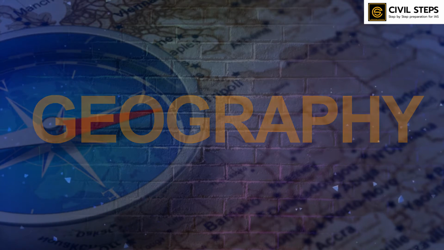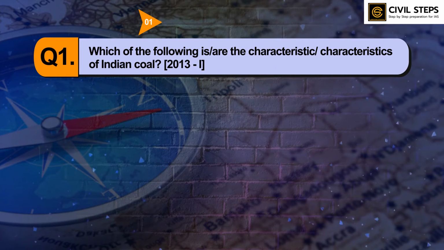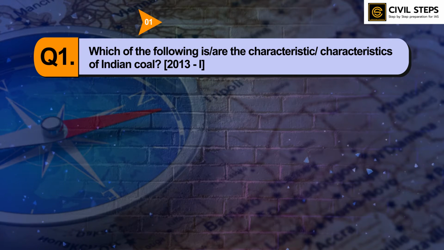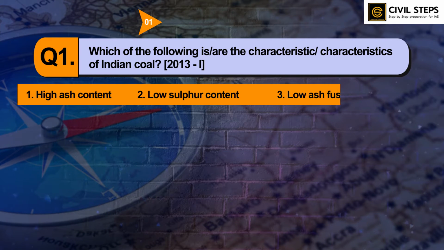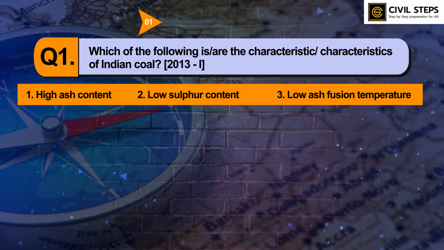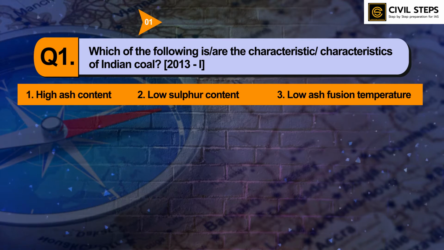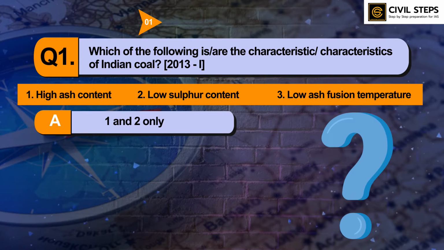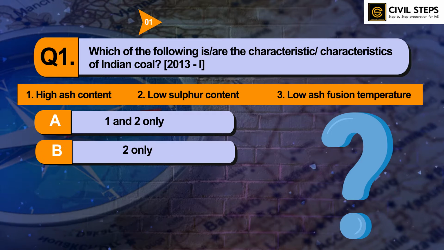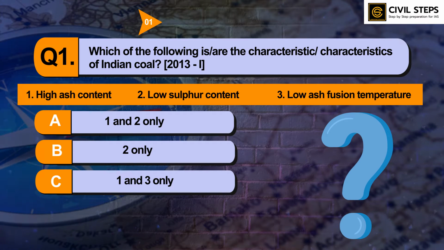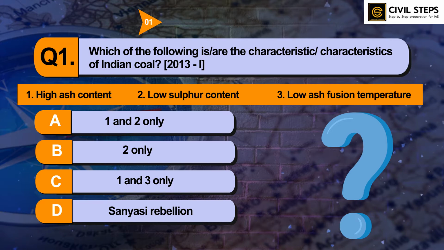So the first question is, which of the following are the characteristics of Indian coal? Statement number 1, high ash content; second, low sulfur content; third, low ash fusion temperature. Select the correct answer using the codes given below. Option A is 1 and 2 only, B 2 only, C 1 and 3 only, D 1, 2 and 3. You can pause this video and write your answer in the comment section below.